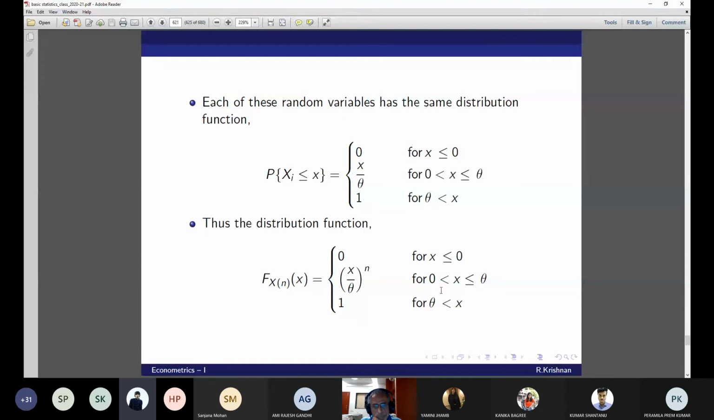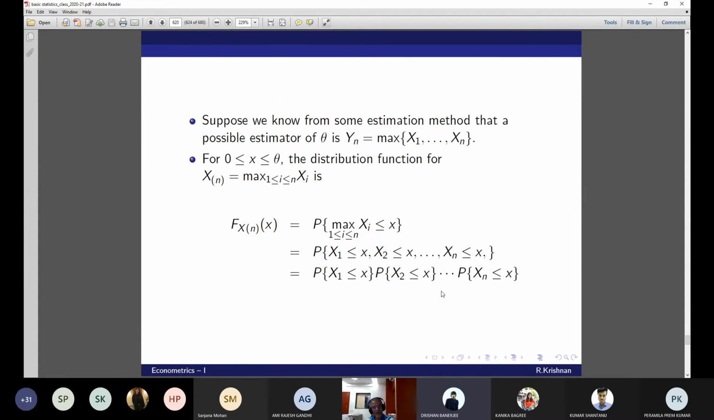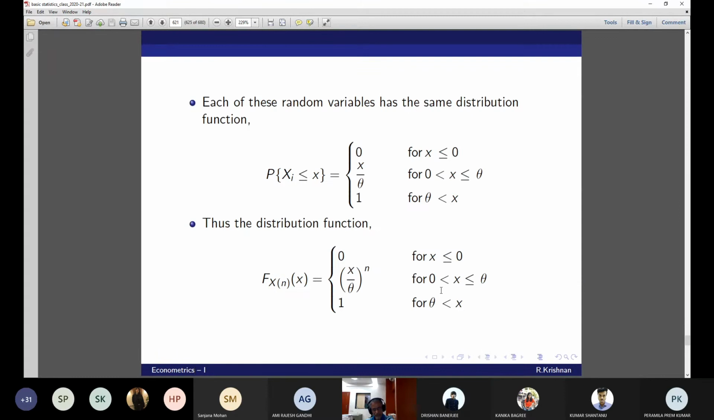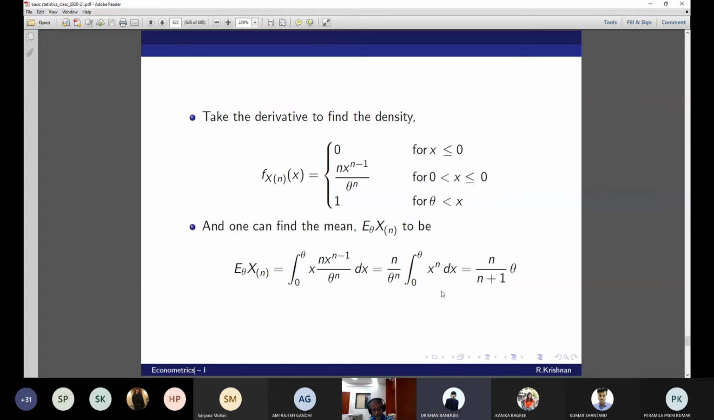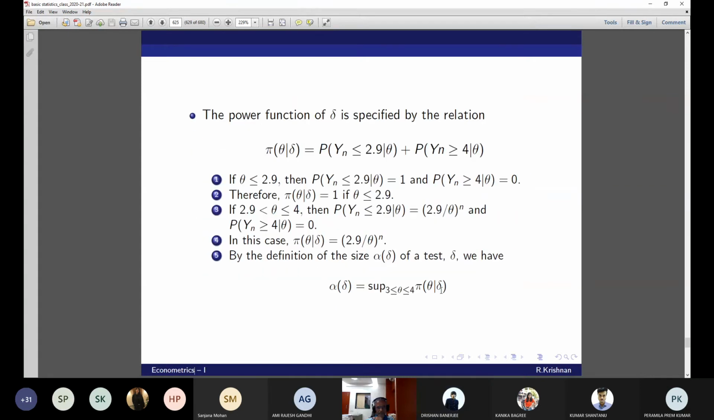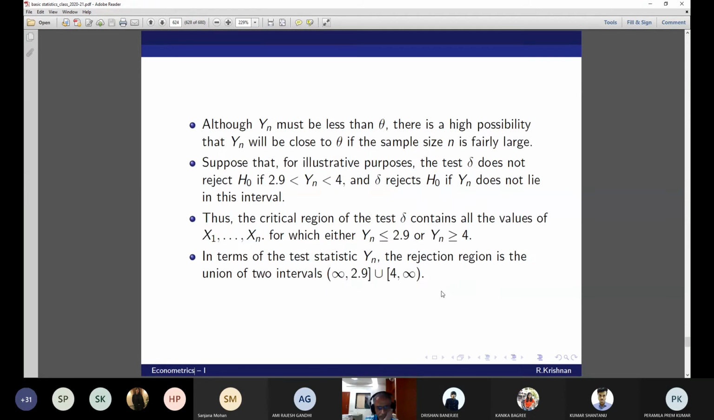Sir, but the estimator for theta is just the max of the xi's, right? Yes. See, this is a problem. The problem is you don't know which one will be the one, isn't it? Yeah, I understood that. Everyone has an equal probability. And hence x by theta whole power n. Is it okay? Yes. And this is the derivative, and this is the region.